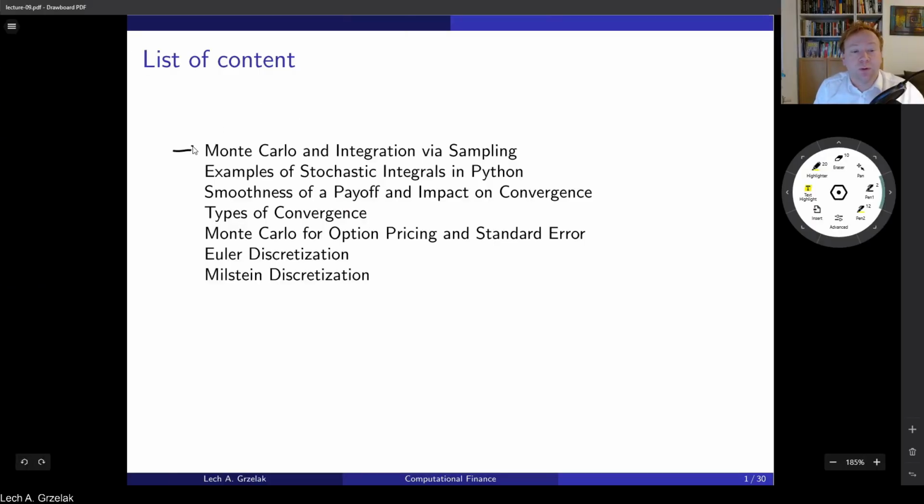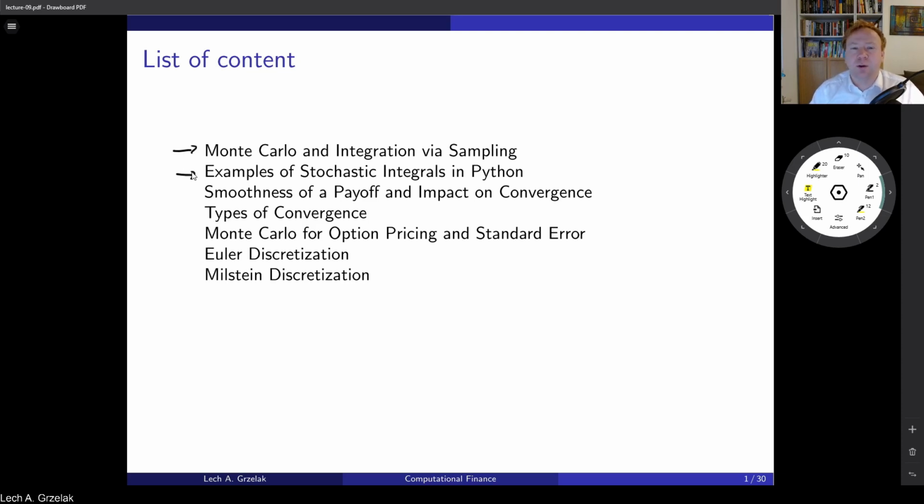First, we start with integration problems and how to calculate integrals using Monte Carlo sampling. There'll be two different approaches that I'm going to present to you: a classical approach for integration, especially useful in high dimensions, and integration based on expected value. Then I will show you in Python how to calculate stochastic integrals.